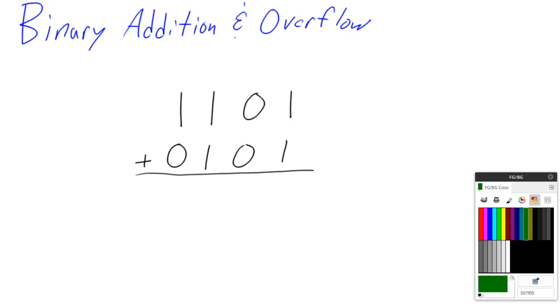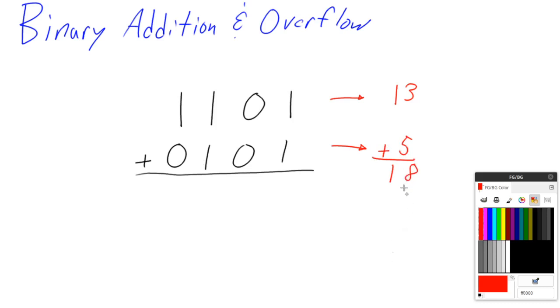So let's take a look at this binary addition problem and really look at it in depth. First, let's bring it into base 10 and see what to expect. So we do the conversion here. We've got 8 plus 4, so 12, 13. This number is 13. And here we've got a 4 and a 1, so that's 5. And we add these together, and we end up with 18.